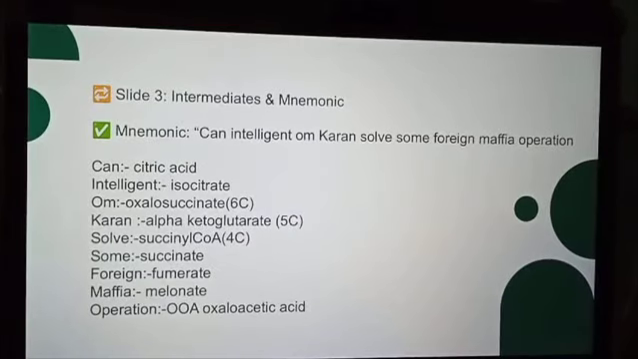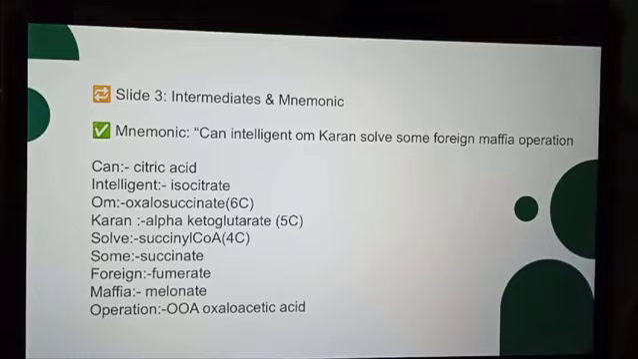Now let's talk about the mnemonic. Here is one of the easiest mnemonics: Can Intelligent Om Karan Solve Some Foreign Mafia Operation. CAN stands for citric acid, Intelligent stands for isocitrate, Om stands for oxalosuccinate, which is of 6 carbon, and before the oxalosuccinate all the two compounds are also 6 carbon.